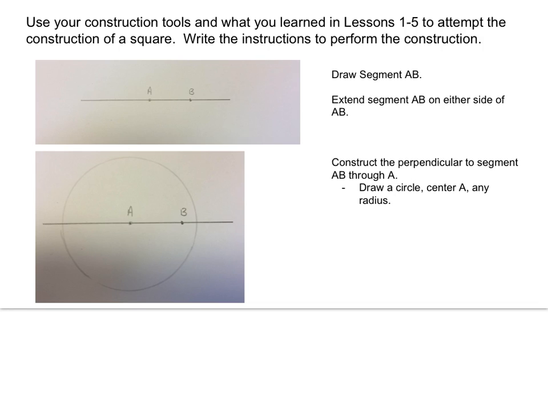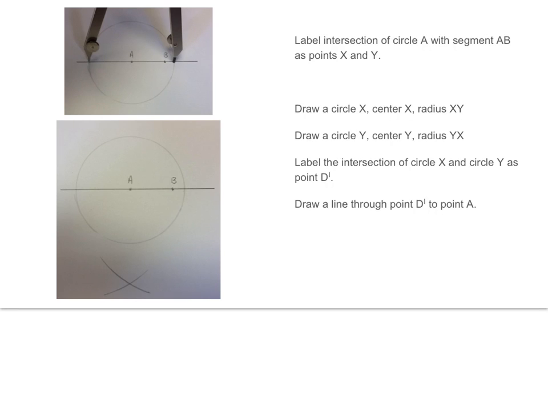So first of all, I'm going to draw a circle, any radius you want, but A has to be the center. So put your pointy thing on A and draw a circle. Okay, next, label the intersection of circle A with segment AB as points X and Y. I did not do that on my picture, so I get to do it now. So we have point X and point Y.